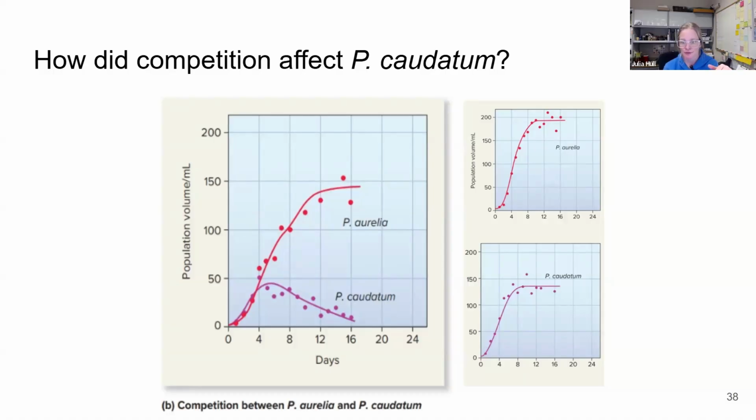When the purple species and the red species are grown together, the red species reaches a carrying capacity of about 150 individuals per milliliter, which is lower than what it was when they were grown alone. But look what happens to the population level of the purple species. They die off. They go locally extinct when the red species and the purple species are growing together.